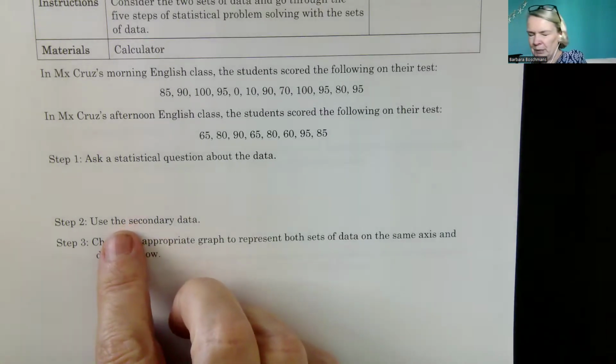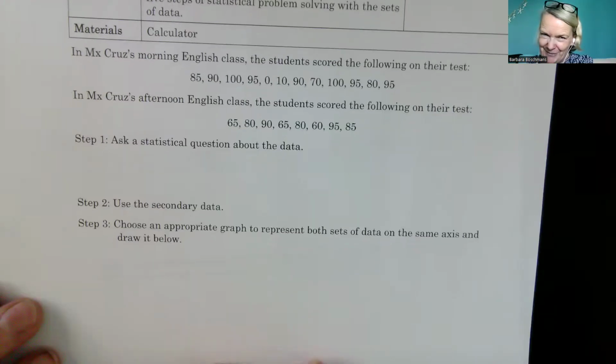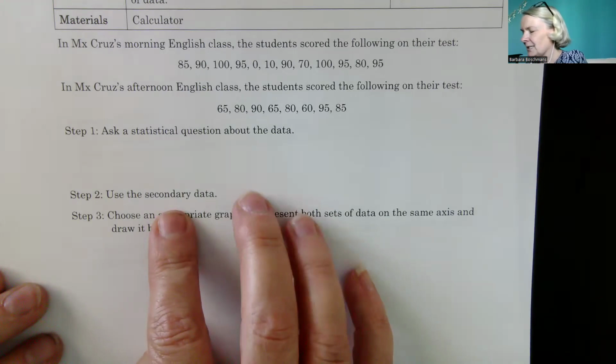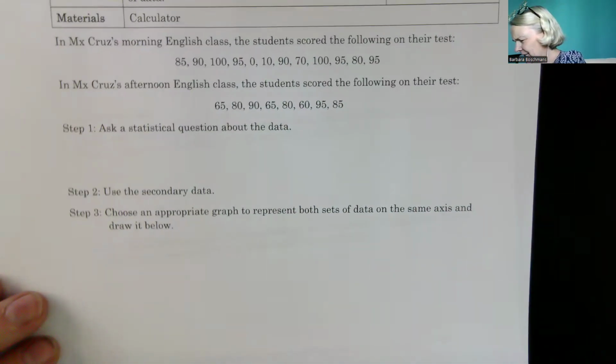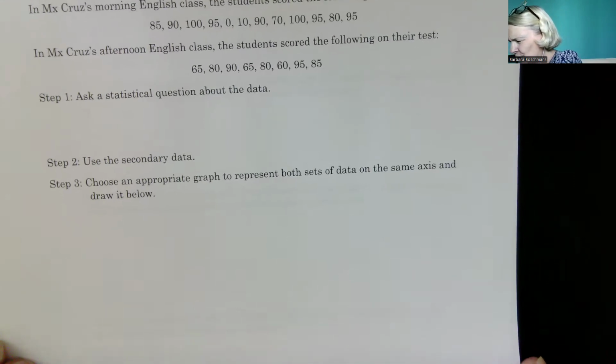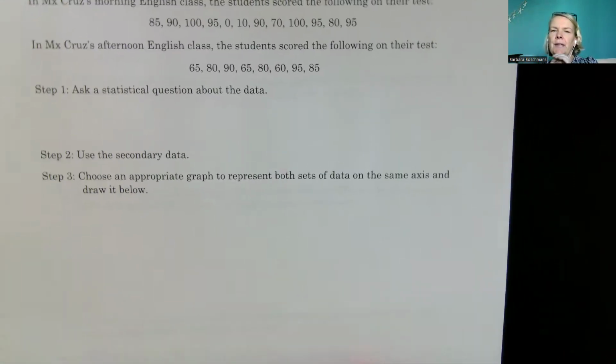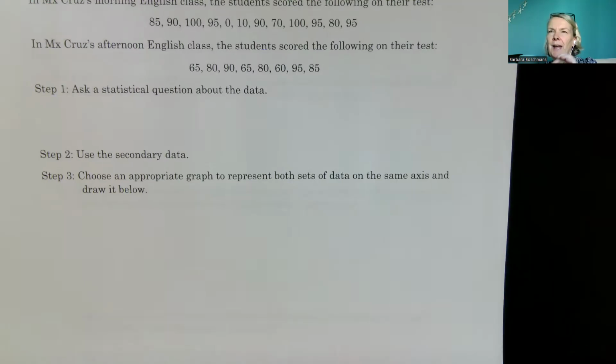Step 2, remember there's 5 steps in statistical problem solving. Step 2 is to use the secondary data because we already have it given. Step 3 is we're going to choose an appropriate graph to represent both sets of the data on the same axis. So that means you can pick a graph, but you cannot pick, for example, a circle graph because you cannot do that on the same axis.